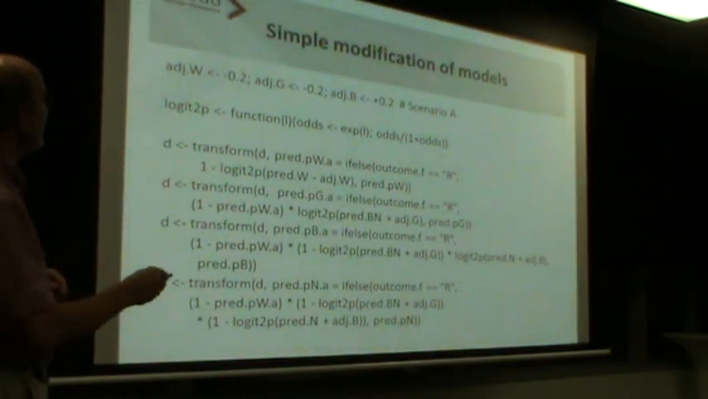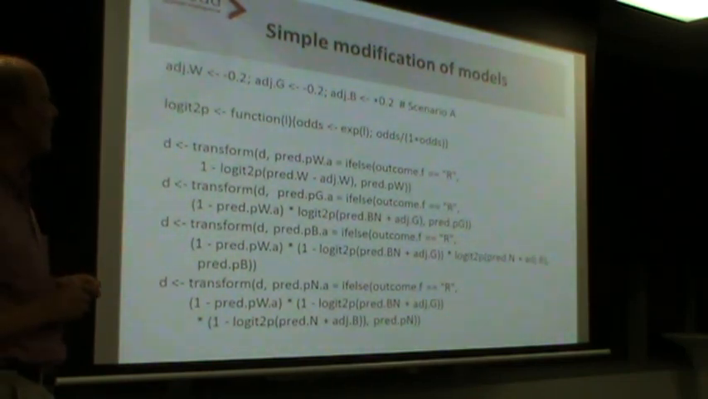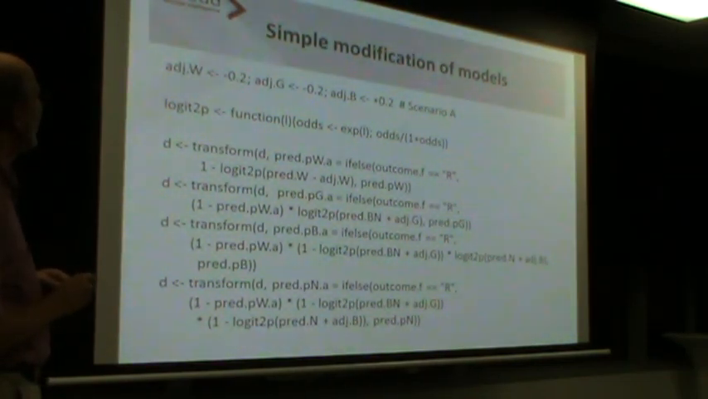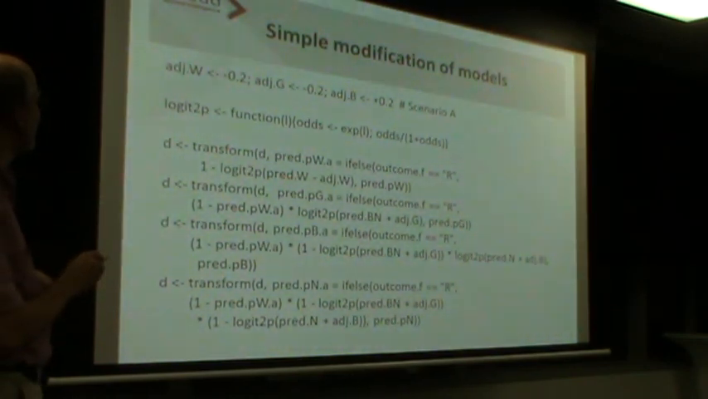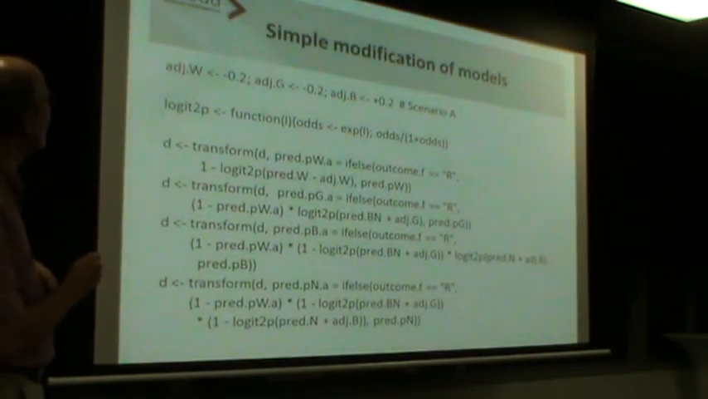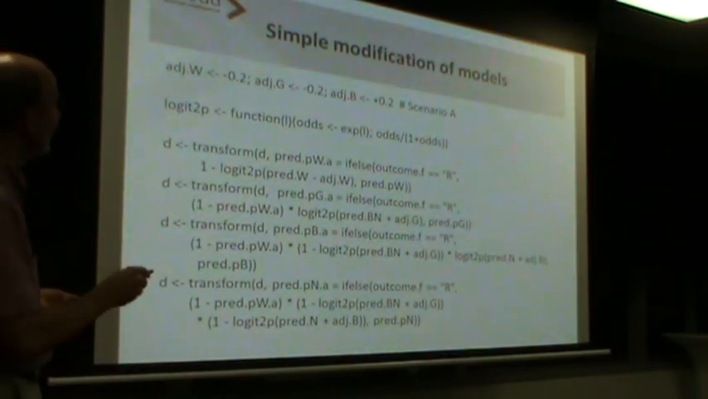We have, for this case, done the simplest thing we could come up with, which is basically applying a straight adjustment. We're saying if you were rejected, then your predicted log odds of being withdrawn should decrease by 0.2. It's just a number we plucked out of the air. Similar thing for good, similar thing for bad.